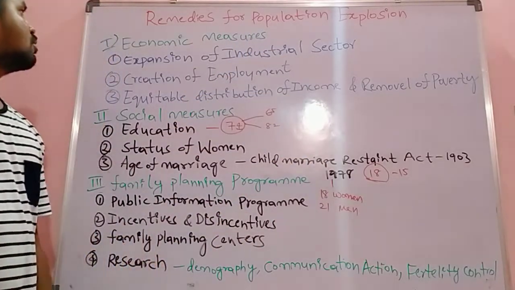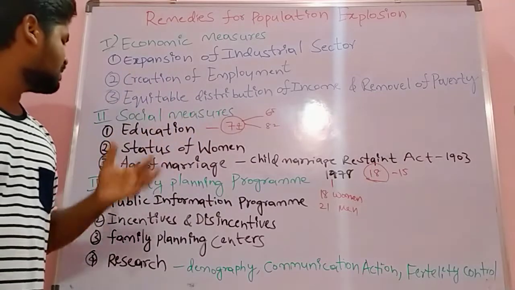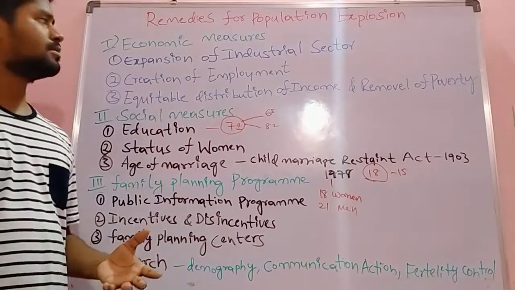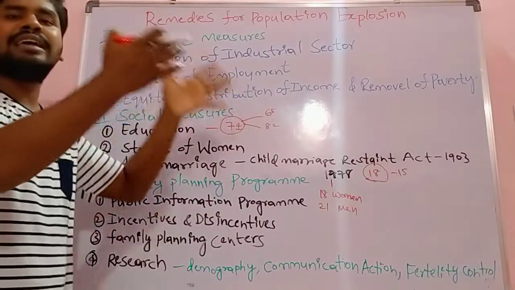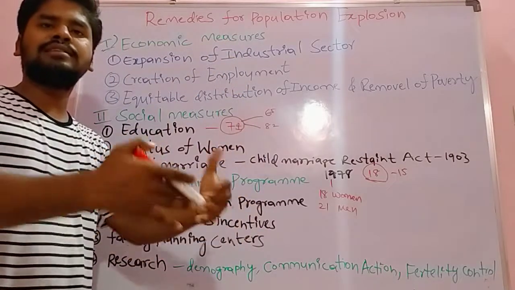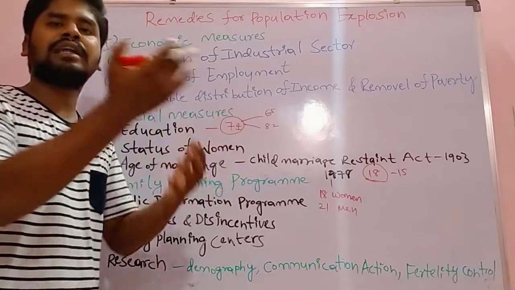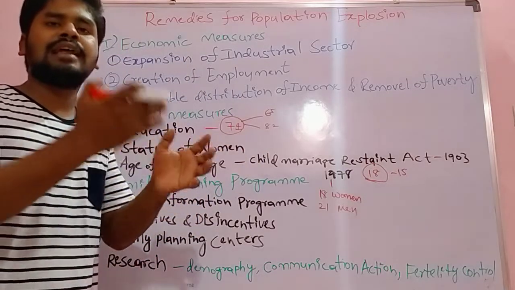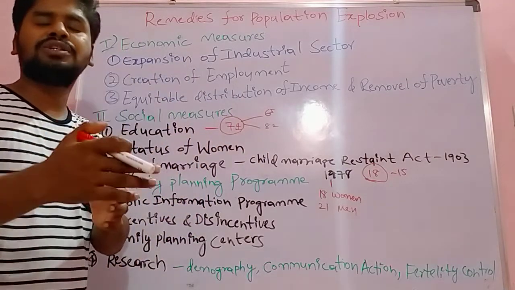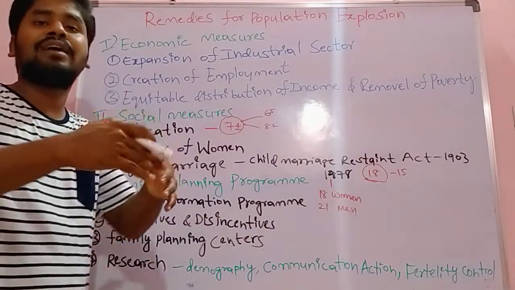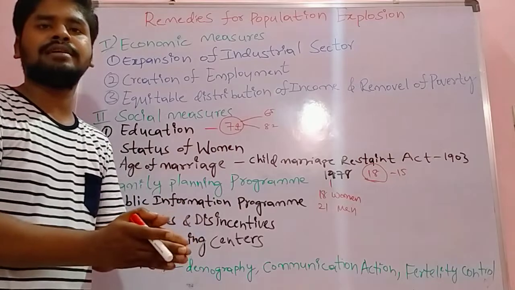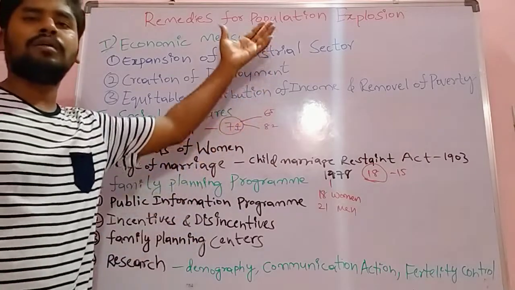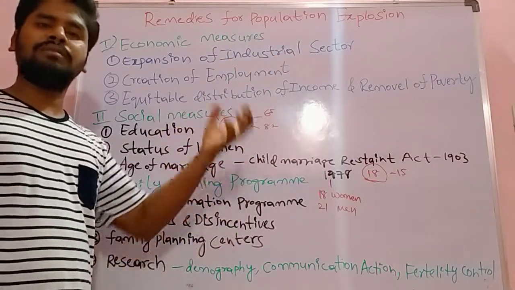So the measures for population explosion are economic measures, social measures and family planning measures. Economic measures try to increase people's income level, so that they maintain a better standard of living and better quality of education. They become aware of each and every perspective, so that their family size decreases and ultimately the birth rate decreases.